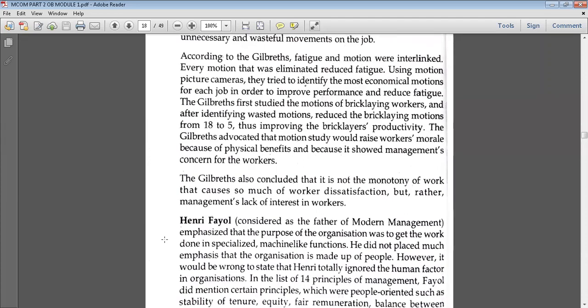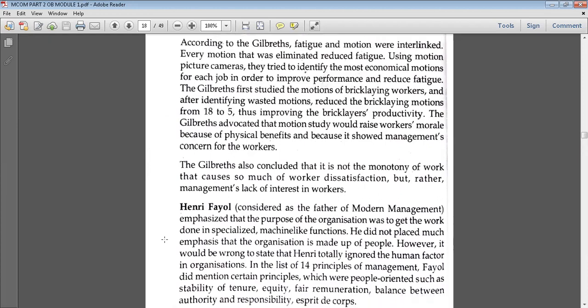And similarly, they also understood that monotonous work is not the only thing responsible. Monotonous means the same type of work, routine activities. It is not only the routine activities, but rather management's interest. The company owner's interest also is equally important. That is one another study.